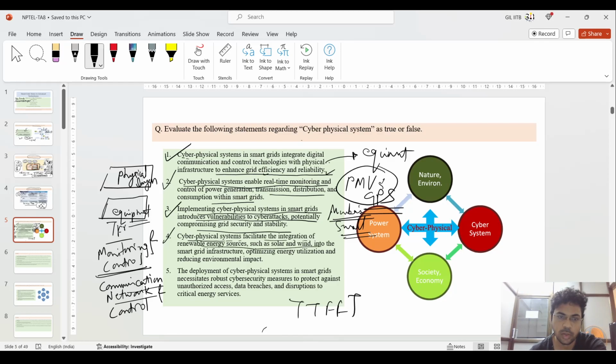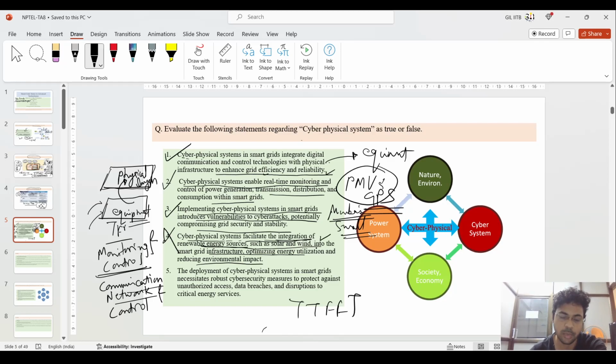Coming to this fourth part, the cyber physical system facilitates the integration of renewable energy sources such as solar and wind into the smart grid infrastructure, optimizing grid utilization. That is false actually. Why is this false? Because if you see the cyber physical system, that is the top of this power system network, it does not have any features to integrate multiple numbers of equipment. It is just a physical system which is the top layer of this power system network. It does not facilitate any integration of the renewable energy sources.